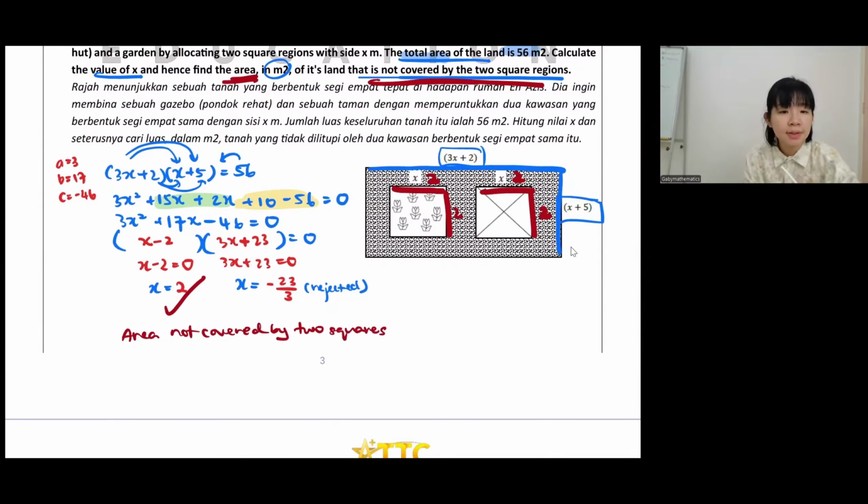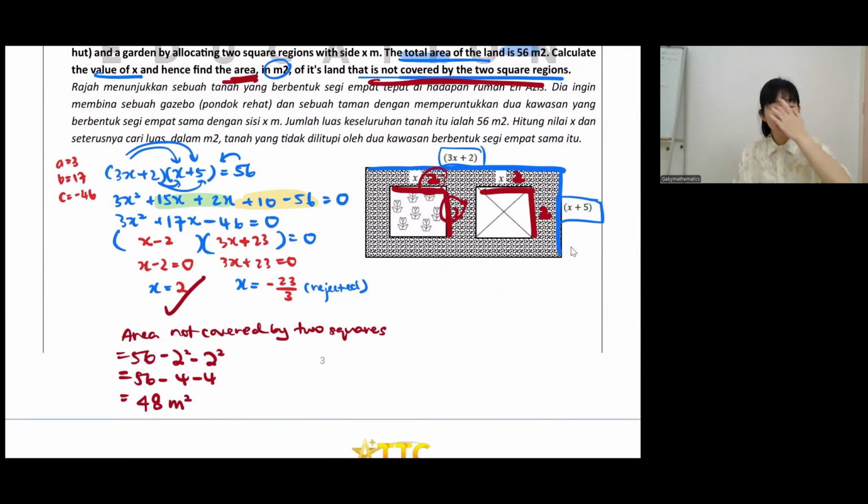So the final answer, the area of the whole thing is 56. Then minus the 2 square. So 2 times 2, 4. Or you can put 2 square, 2 kuasa 2. Minus another one, 2 kuasa 2, 2 square. 56 minus 4 minus 4. So the answer is 48 meter square.